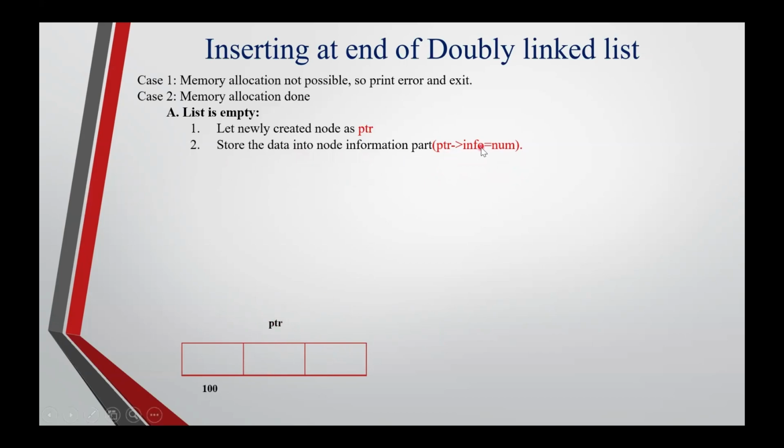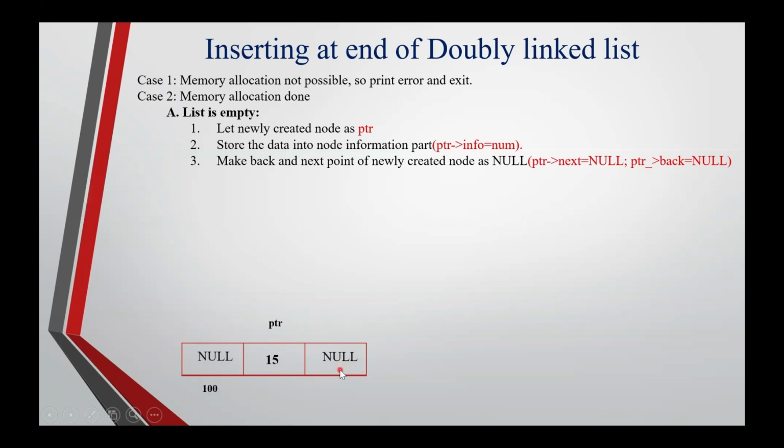How to store? PTR info equal to num. Num is the variable where we store the information from the keyboard. So we store the value 15, then make the back and next pointers of the newly created node null. So this is the newly created node, PTR, and both pointers we have to make null, because previously there is no element. This is only a single element, so there is no next element and no previous element. So both pointers we have to make null.